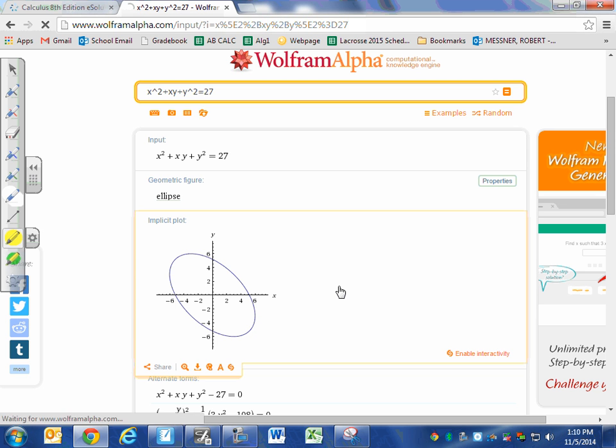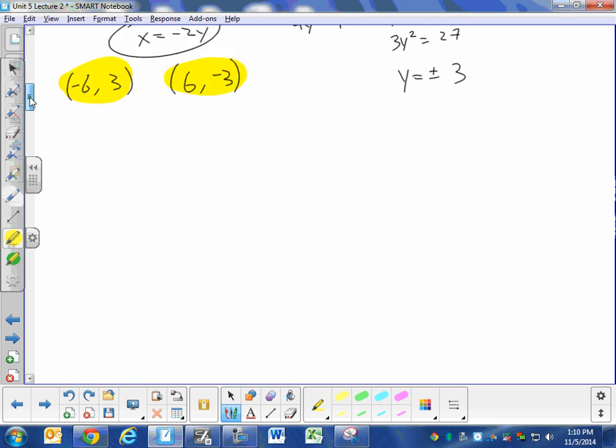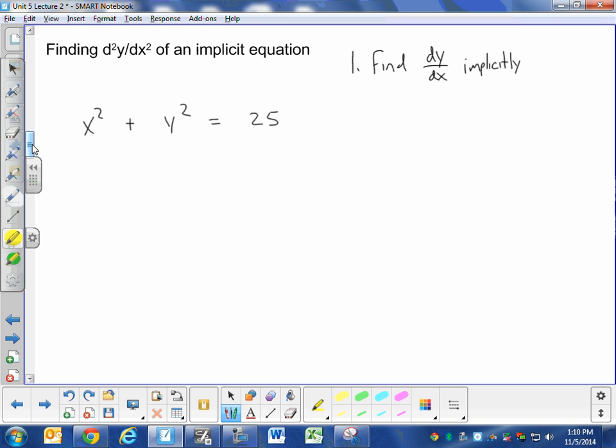Okay? It's fun when you can see it visually and you're not just like, I guess this is right. You can actually graph and you're like, yeah, boom, I got it. All right, so be prepared for a question like that for your next quiz. Finding second derivatives of implicit equations.